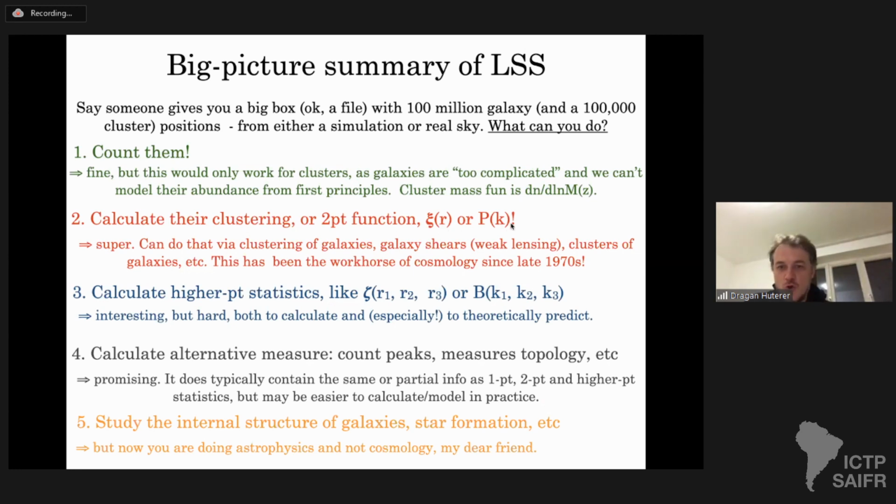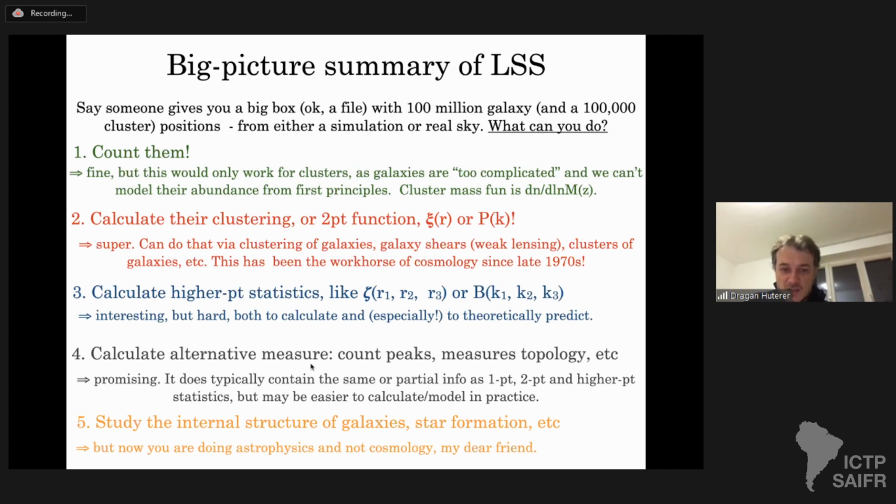You can, of course, do the 2-point correlation function in real space or Fourier space. And that's been a workhorse in cosmology, as I said. Then you can do more exotic things. You can do the bispectrum. That's cool. That's really good to do, especially on nonlinear scales. It gives you extra information. It's hard to theoretically predict, hard to measure. So it's a tough job, but a lot of people are working on that.